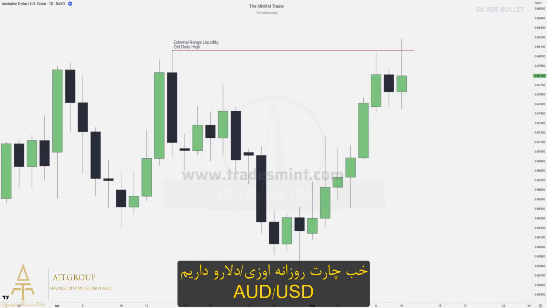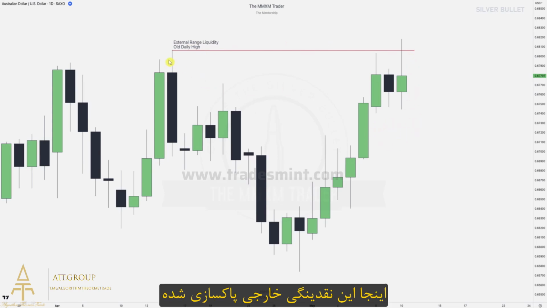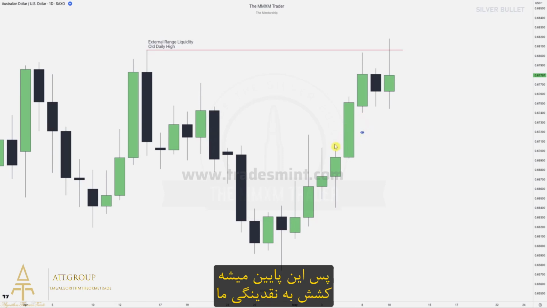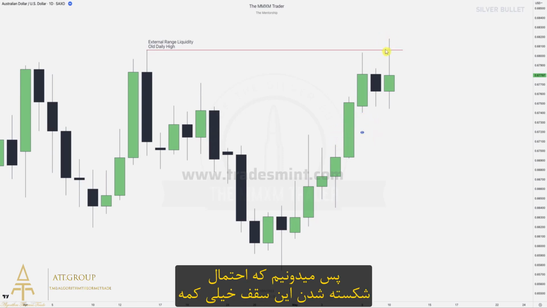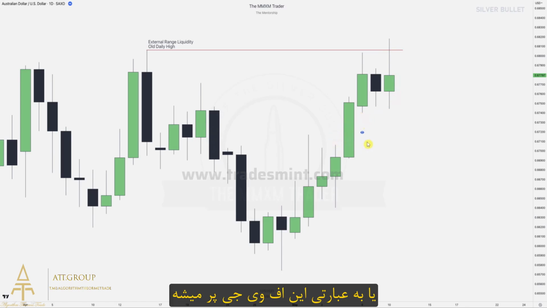Right, so we've got an Australian dollar, US dollar daily chart. Again, keep in mind every time: external range liquidity into internal range liquidity. We rate this external range liquidity, old daily high. Where does your eye go to? We have an imbalance down here, so our draw on liquidity is down here. So now we know this high over here is unlikely to get traded into again, and our next draw on liquidity is to fill up an imbalance or reprice into a fair value gap.